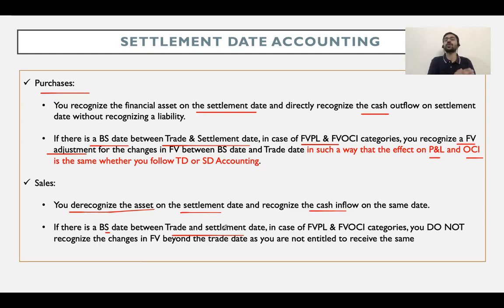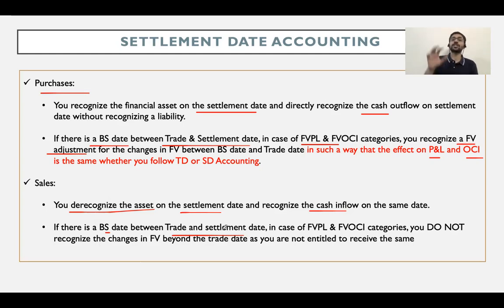I'm again repeating myself. Let us say you entered into a contract to sell the asset on 30th of March. On the 1st of April, the contract is going to get settled. In between, you've got 31st of March being the balance sheet date. Between 30th and 31st, maybe there would have been some fluctuations in the fair value of the asset. Are you going to recognize the fair value fluctuations? The answer is no, because you have entered into a contract to sell it on the 30th itself. You are not going to de-recognize the asset on 30th. You will de-recognize the asset on 1st of April when the settlement happens.